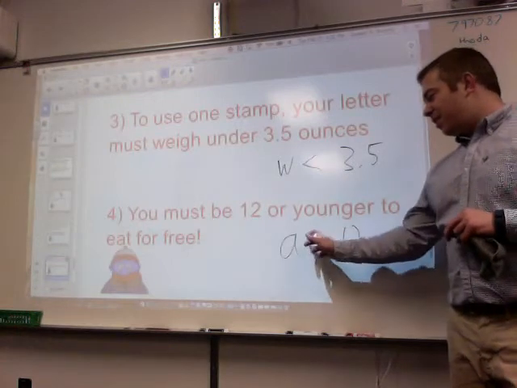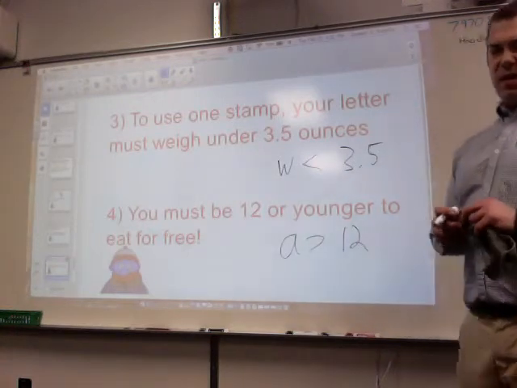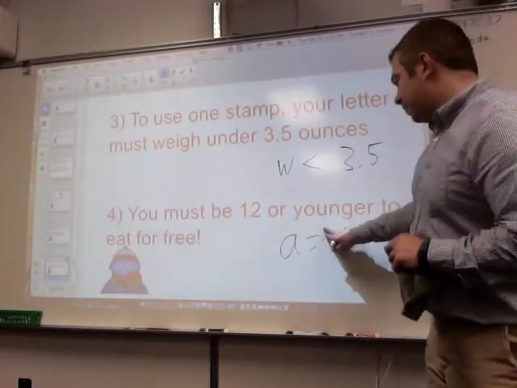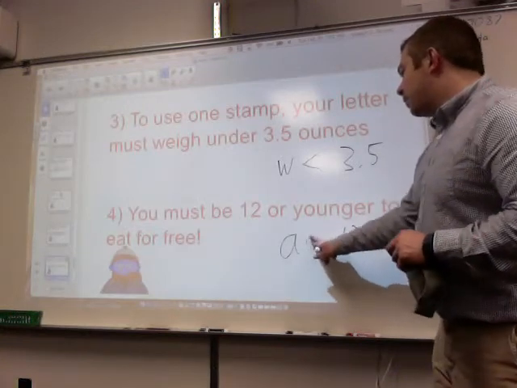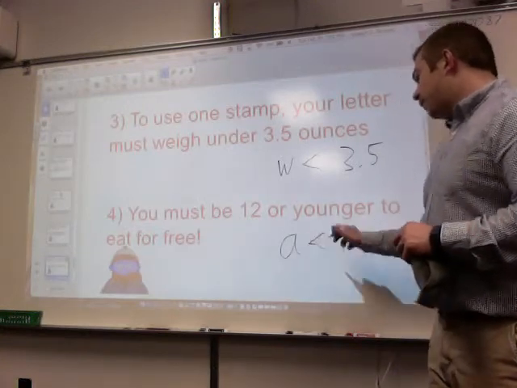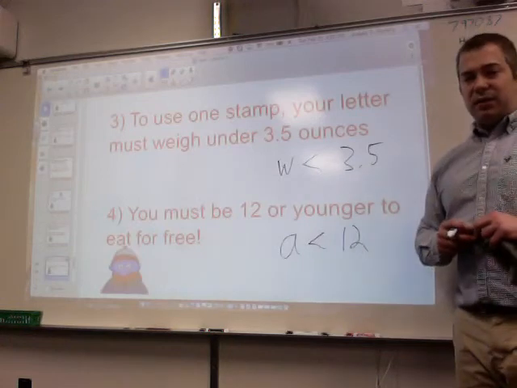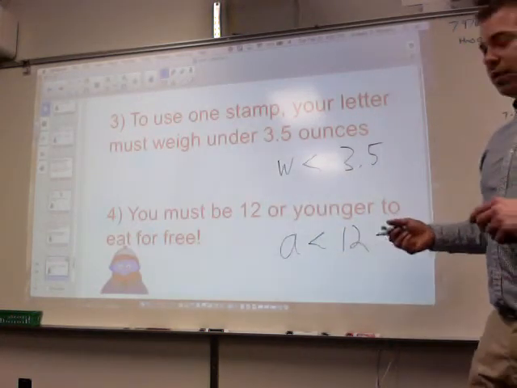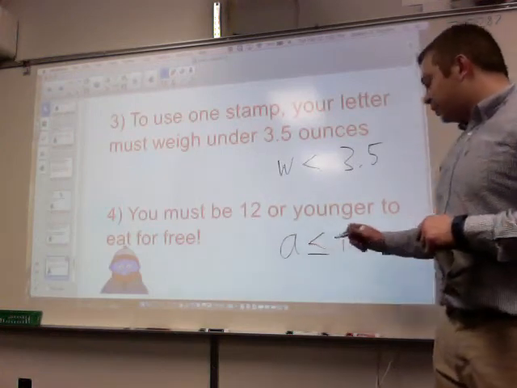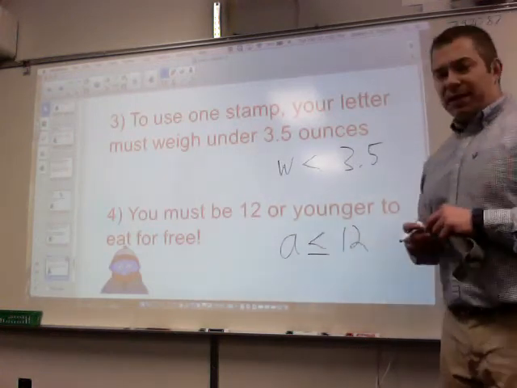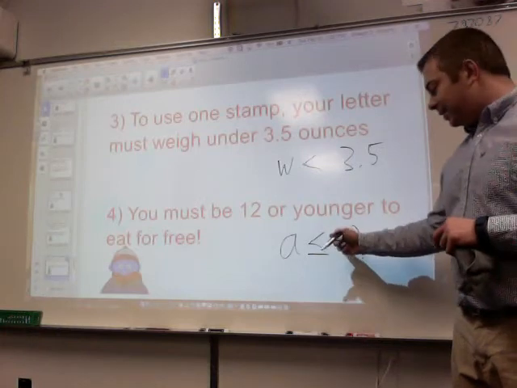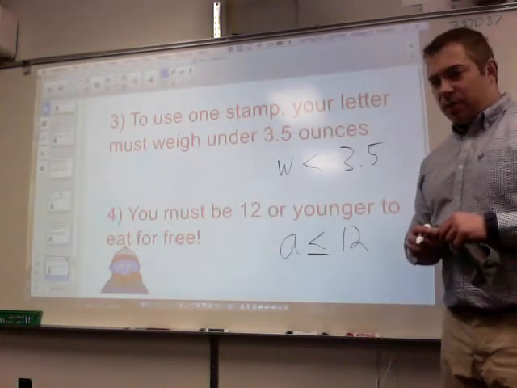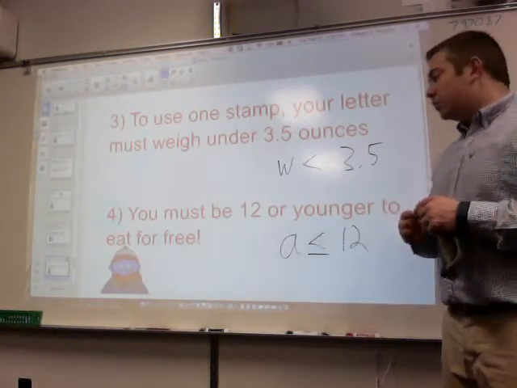All right, so A greater than 12. Nope, you can't eat for free. That doesn't make sense. You have to be younger than 12, so it's less than 12. A is less than 12. But it says 12 or younger. So your A could be equal to 12, or it could be less than. All right, this means less than or equal to. So A is less than or equal to 12.